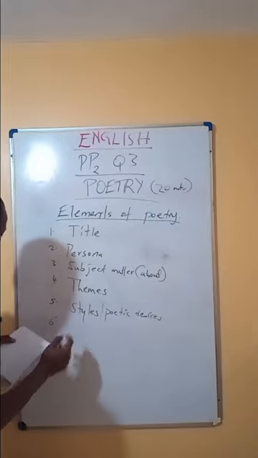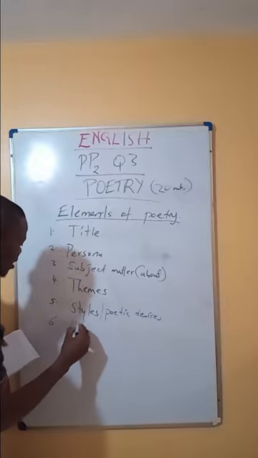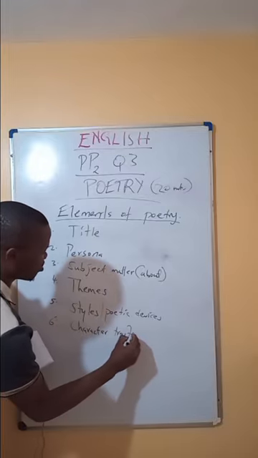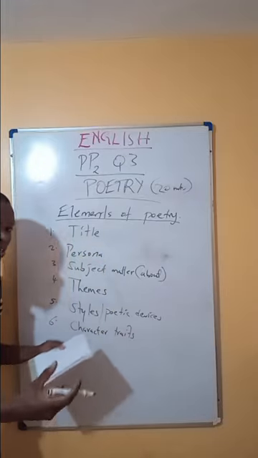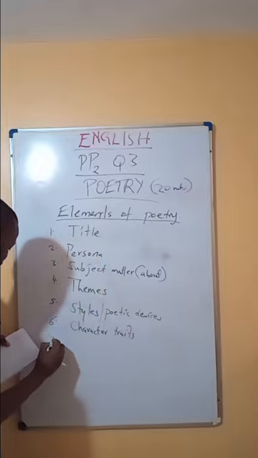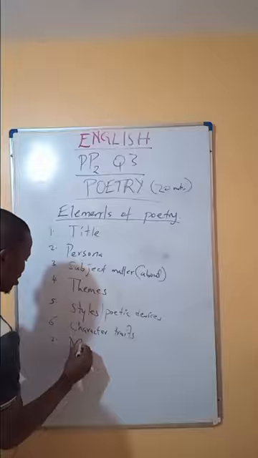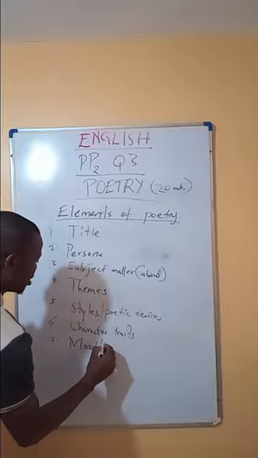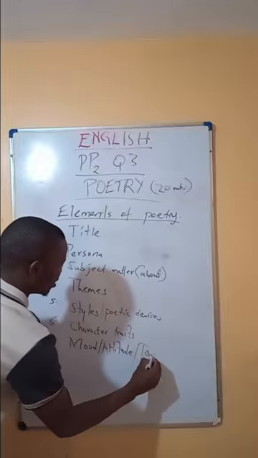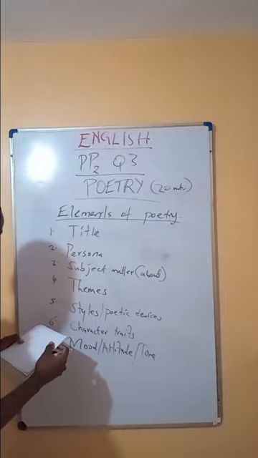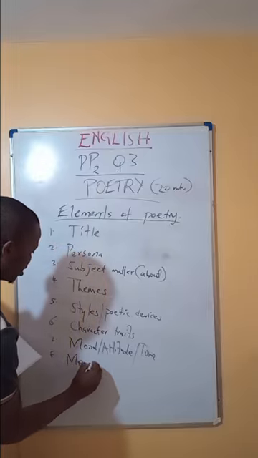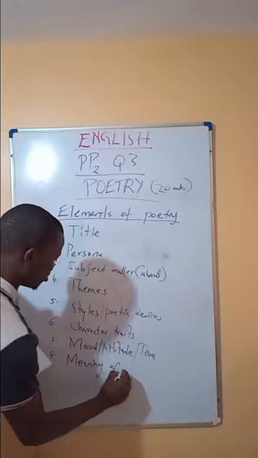Number 6, we have the traits, the character traits. That one is also here, character traits, because a poem can also contain some people in there, so those people may have traits. Number 7, we have the mood, attitude, tone, the 3 things that we talked about in the excerpt section. And lastly, number 8, the meaning of words.